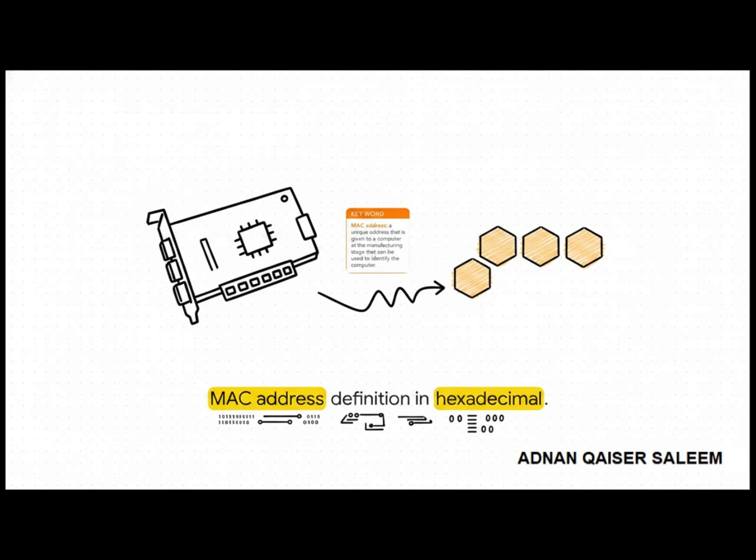Another massive use case is the MAC address. A MAC address is a unique identifier physically stamped onto a computer or device right at the manufacturing stage. It uniquely identifies that device on a network. And as you might guess, to keep that long address manageable and readable for us, it's written entirely in hexadecimal format.